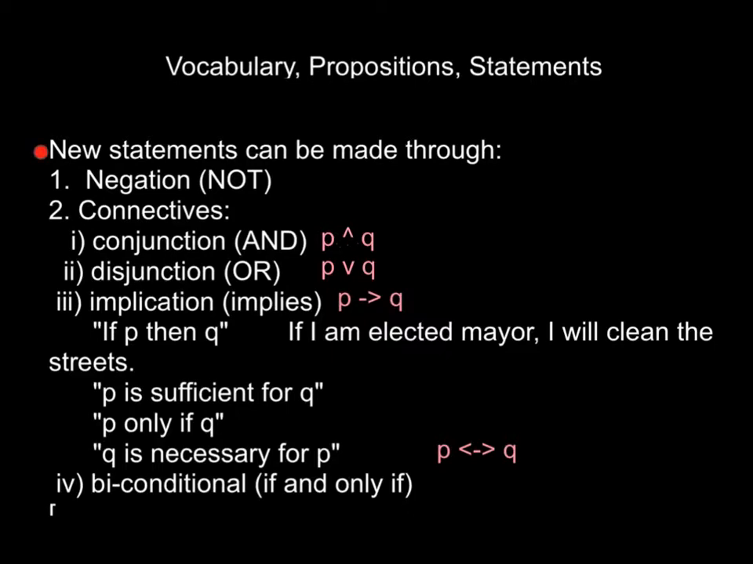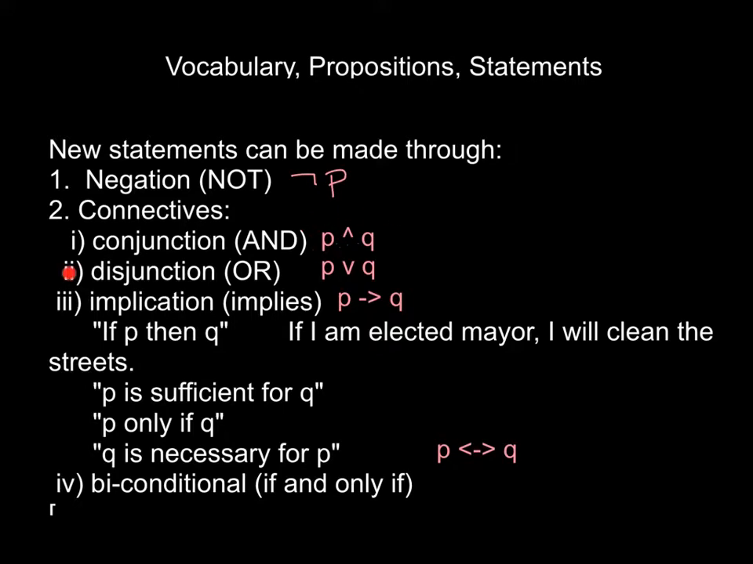Once you have statements, you can create new statements from old ones. First, you can use negation, or the not. I didn't have a good not symbol to type in, so I'll just draw one. Here we have not P. We can also make new statements by using connectives. Our first connective is the conjunction and. And here we have P and Q.